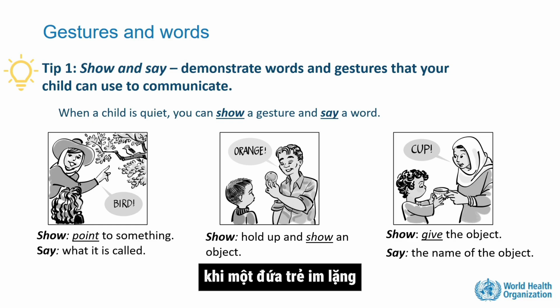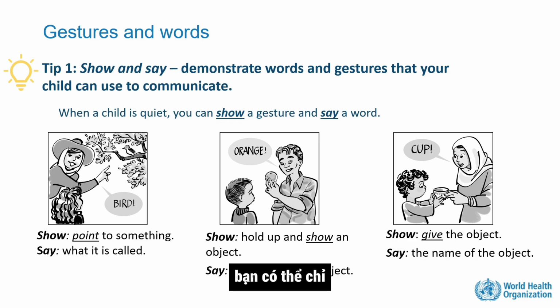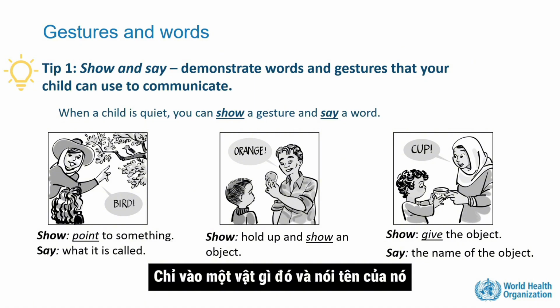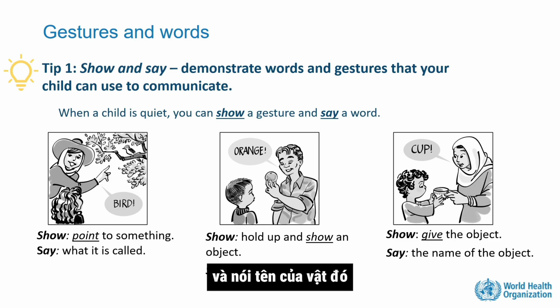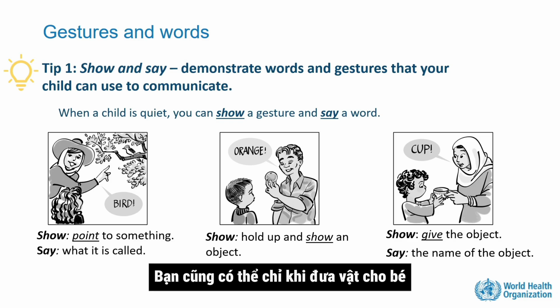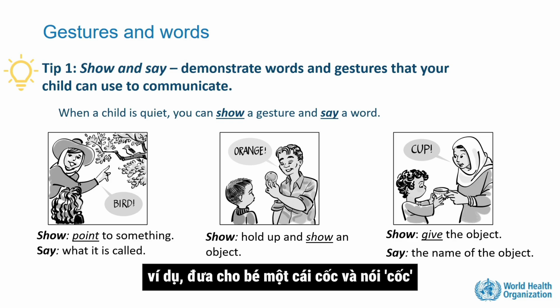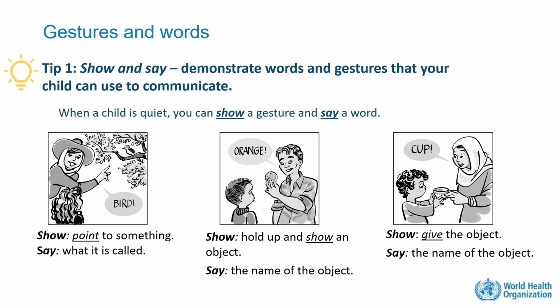When a child is quiet, you can show a gesture and say a word. You can show, point to something, and say what it is called. For example, by pointing to a bird and saying, "bird." You can hold up and show an object and say the name of the object. For example, by showing a child an orange and saying, "orange." You can also show when you give the object and say the name of the object. For example, by giving a cup and saying, "cup."